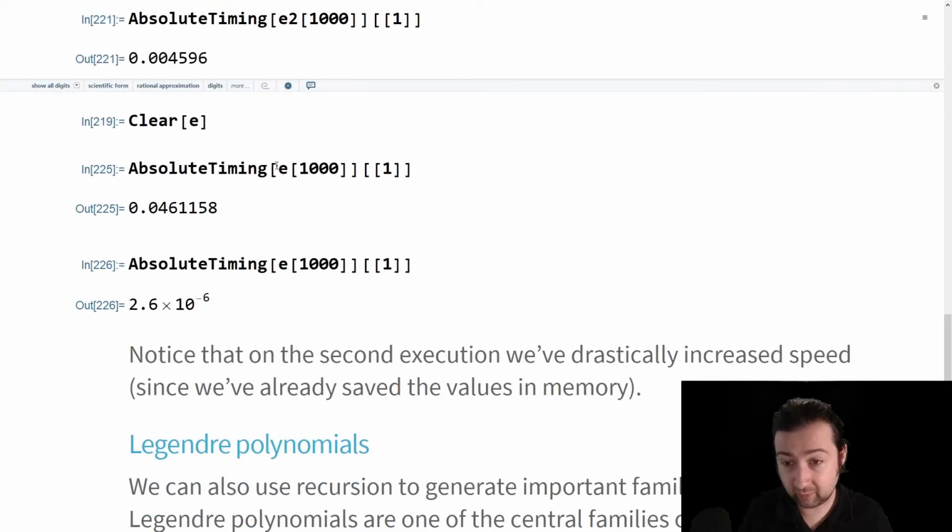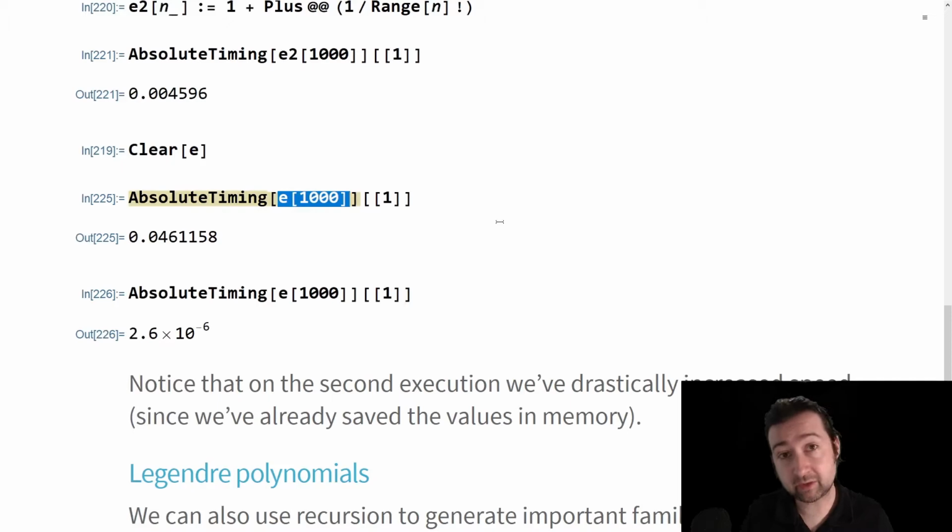So right now what's happening is this function e is holding 1,000 values of e in memory as a table, but it doesn't hurt anything because, I don't know, my computer has 24 gigabytes of RAM inside of it, right? And way more hard drive space than that.